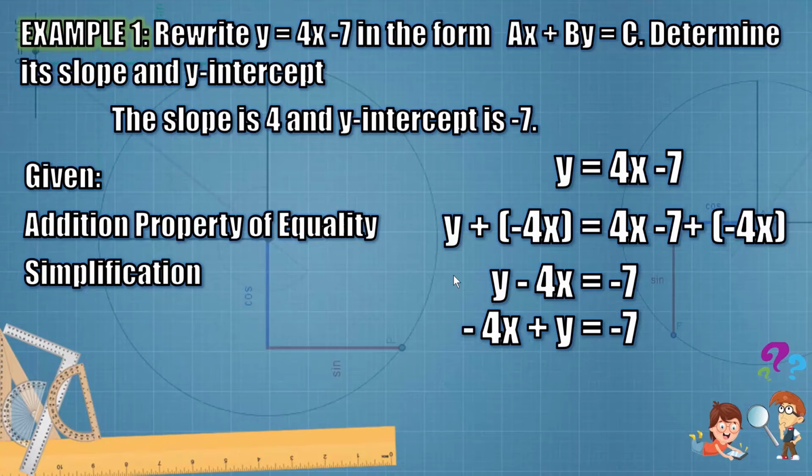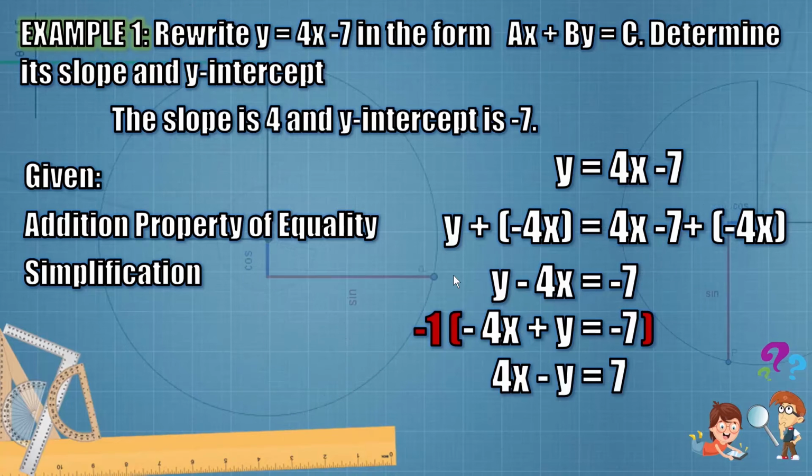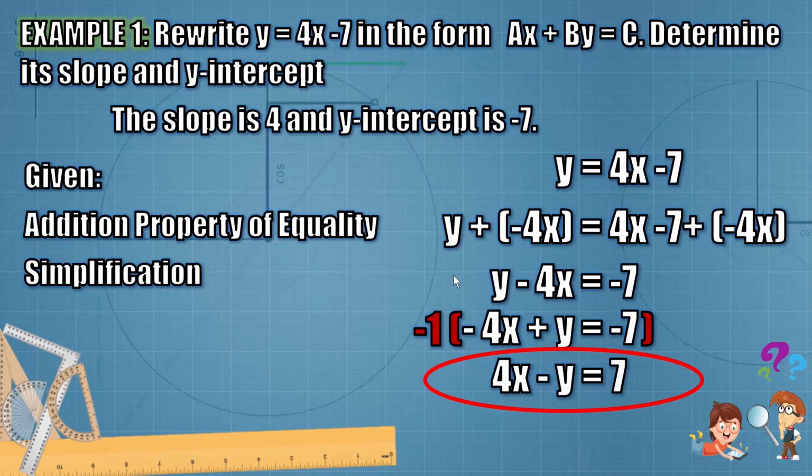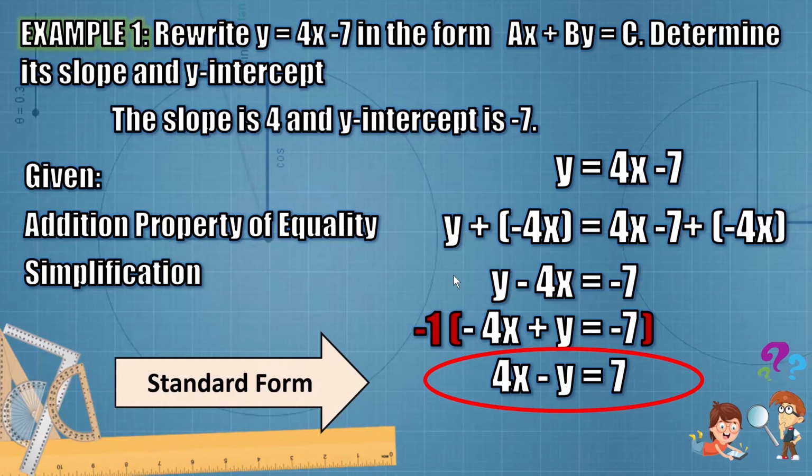We have negative 4x plus y equals negative 7. Since x is negative, we will multiply the equation by negative 1 to make it positive. We now have 4x minus y equals 7. The standard form of y equals 4x minus 7 is 4x minus y equals 7.